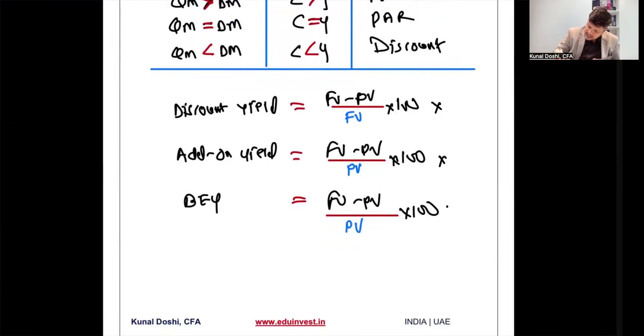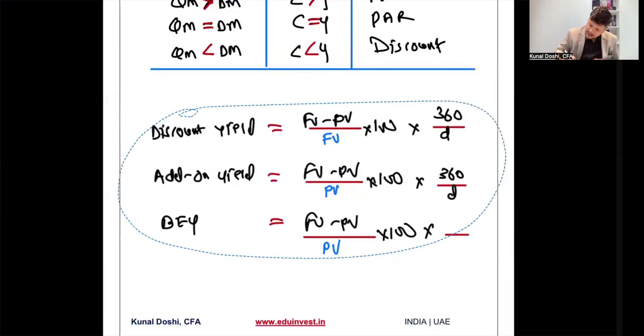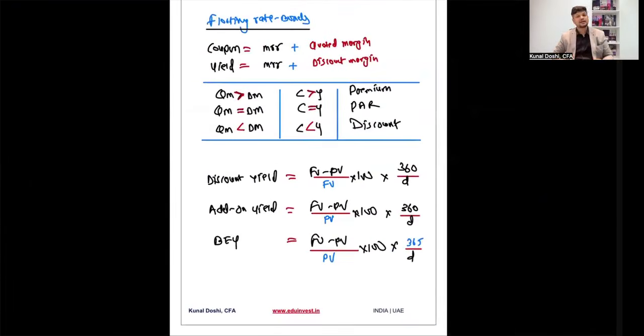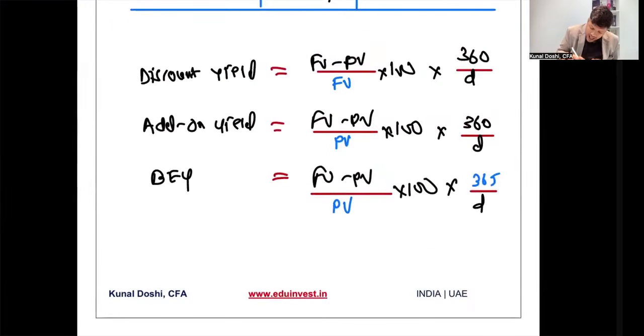This is where things get interesting. We always annualize based on days. So we take 360 over days for discount yield and add-on yield. But for bond equivalent yield, what do we do? 365 over days. Correct? So add-on yield, if I multiply that with 365 over 360, that will become the bond equivalent yield. Isn't it, everyone?